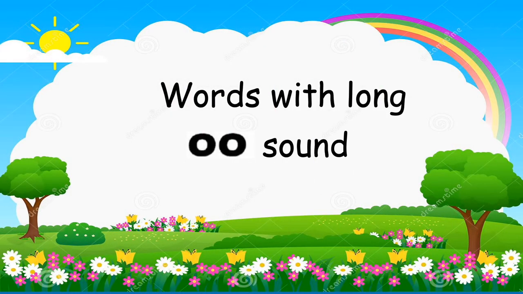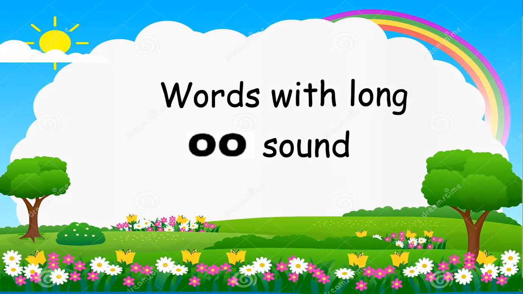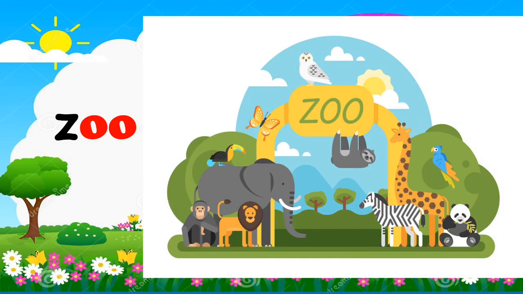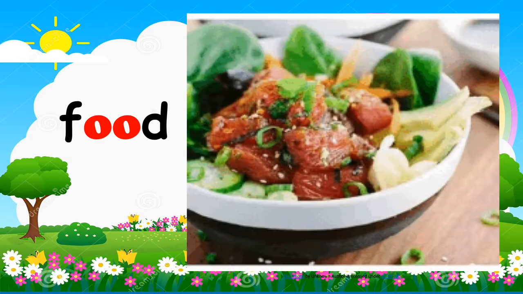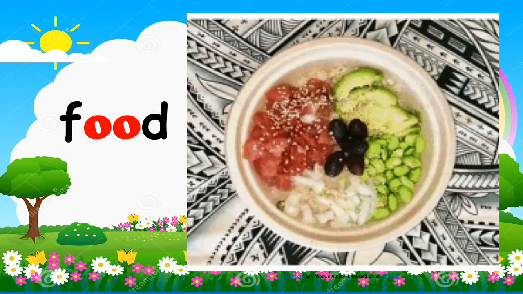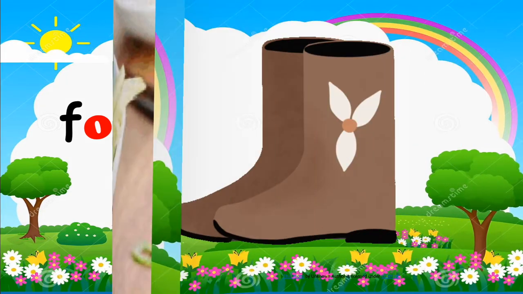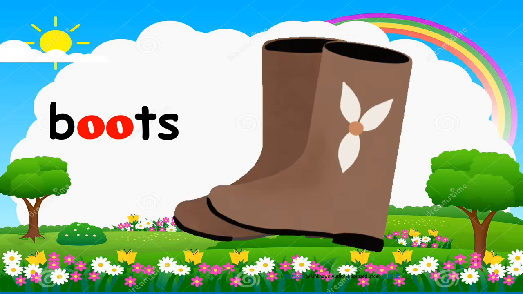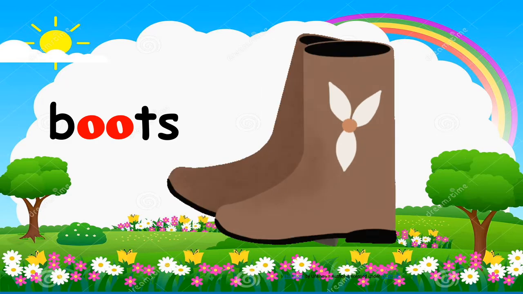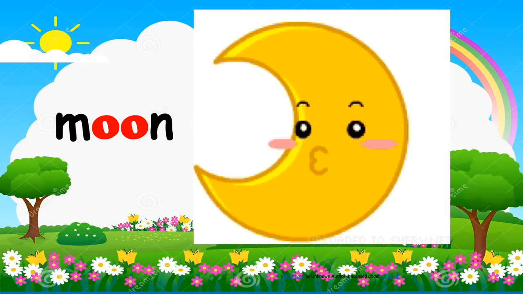Now, let's go through the words with long oo sound. Please repeat after me, okay? Z, oo, zoo, zoo, your turn. Marvelous. Next word. Food. Food. Your turn. Great job. You're doing great. Next one. Boots. Boots. Your turn. Wonderful. Okay, next one. Moon. Moon. Your turn.